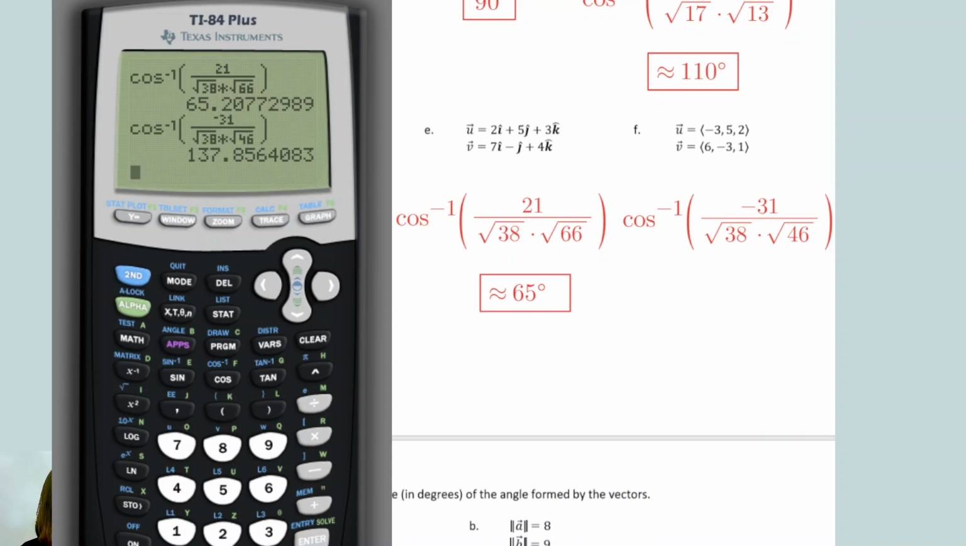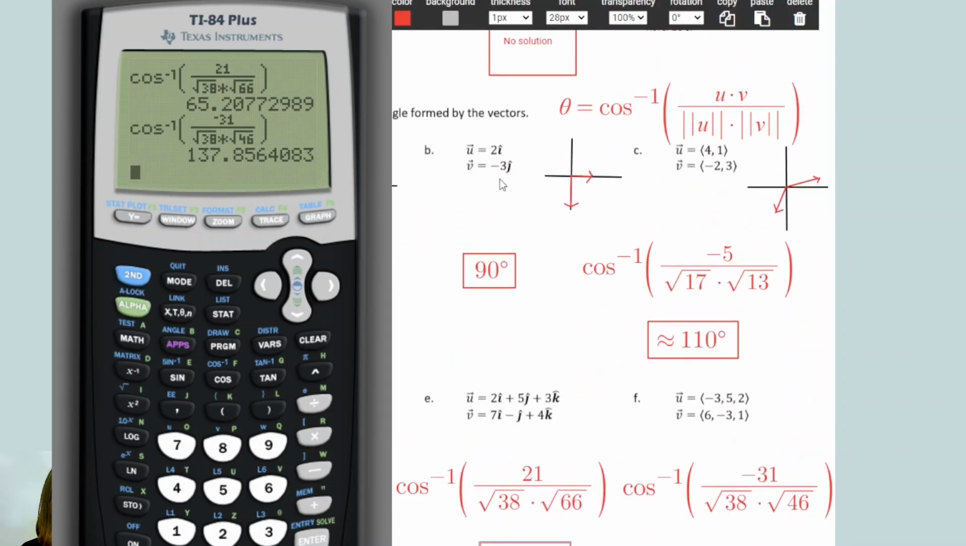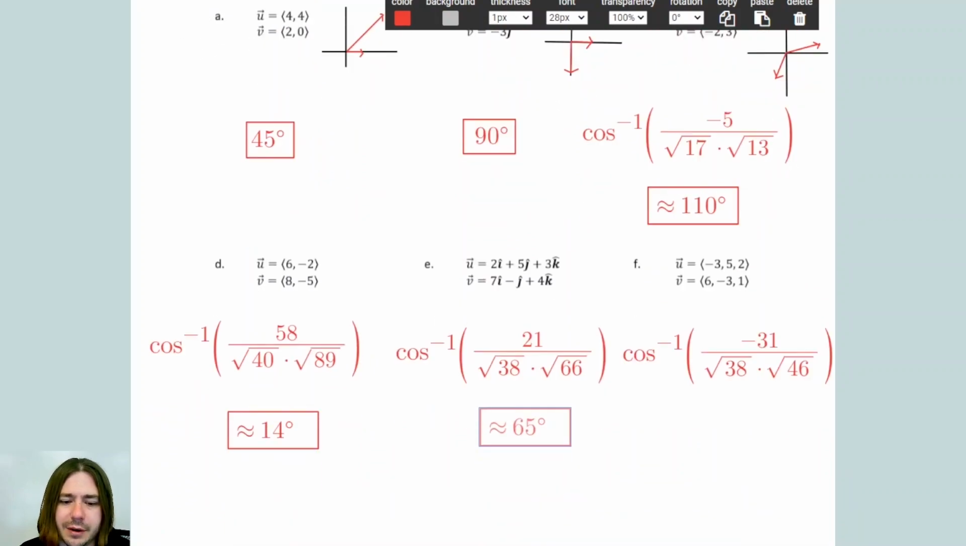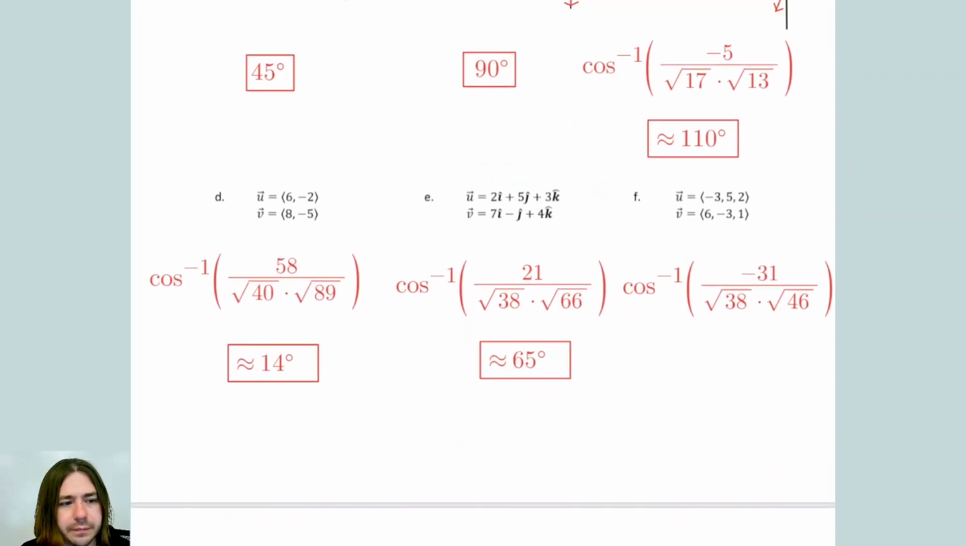So you can see, you might need to use the formula. If they're easy to sketch and you have a gut feeling like, hey, I might be able to figure this out without the formula, it's definitely faster to do it like that, like we found in A and B. But at the end of the day, you can just use the formula.